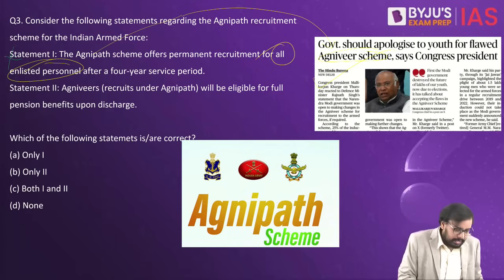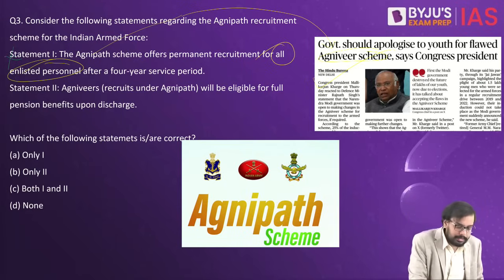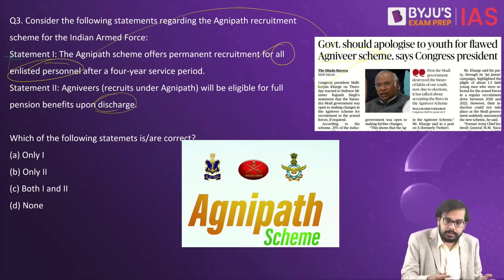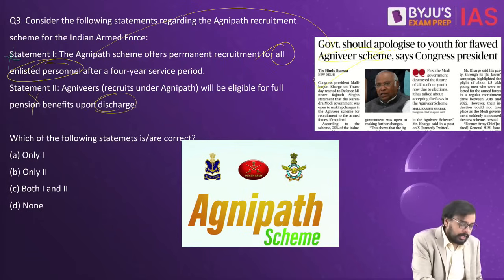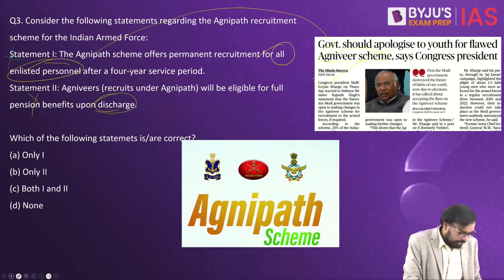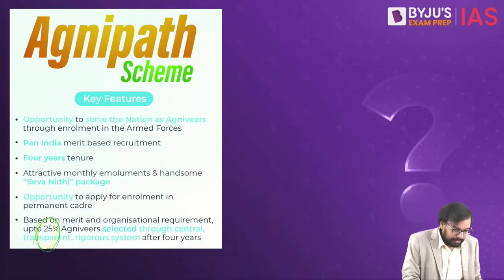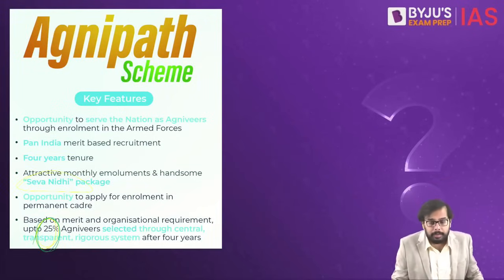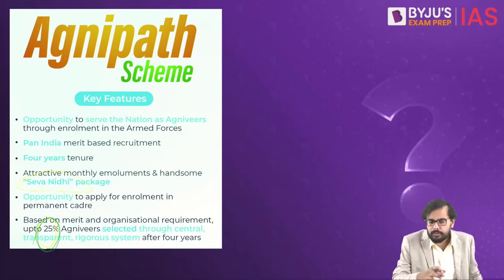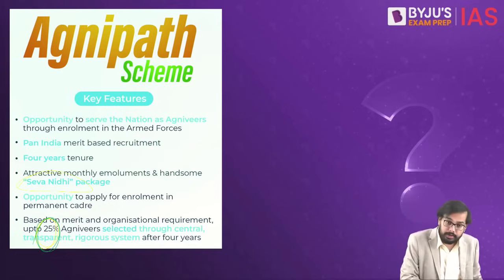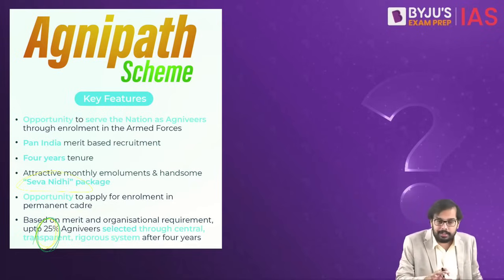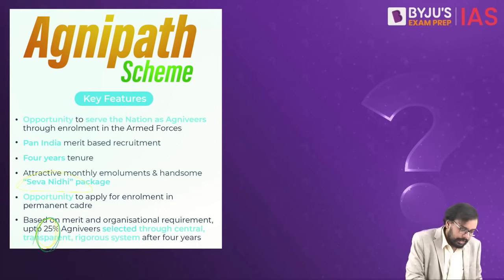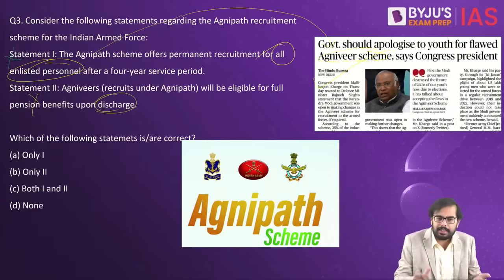No. So they don't get the pension after the completion upon their discharge. In the sense, upon the 4 years of completion, they do not get the pension. But what do they get? The Agniveers get something called Seva Nidhi. Seva Nidhi is the complete lump sum amount that the Agniveers get after the completion of 4 years. So not the pension amount. Agniveers are not entitled to the pension amount. They are entitled to a Seva Nidhi. It's a lump sum amount.